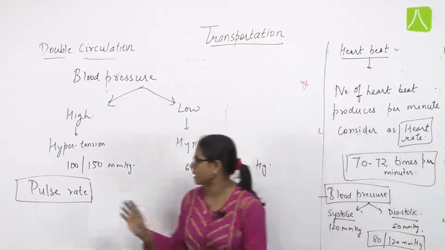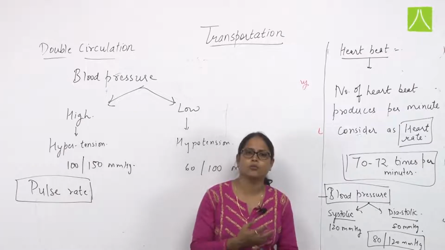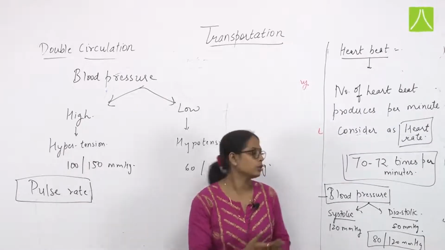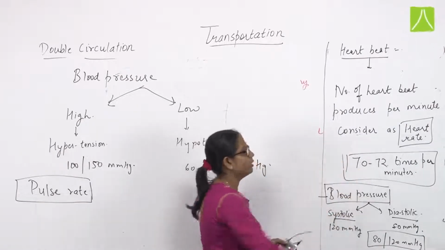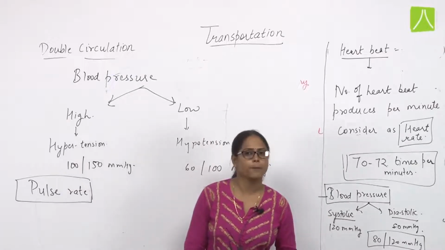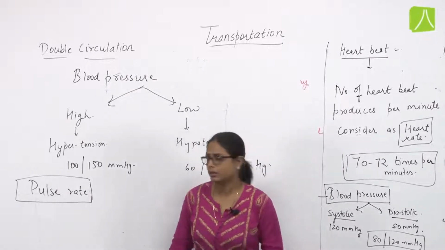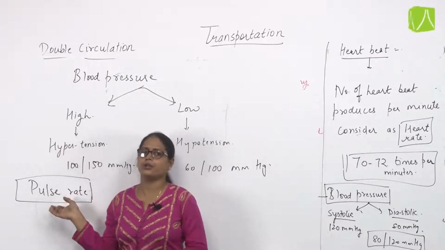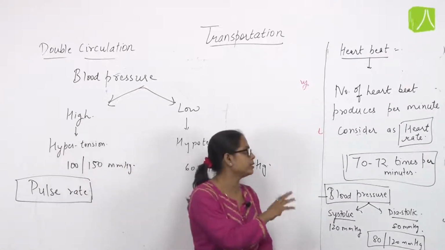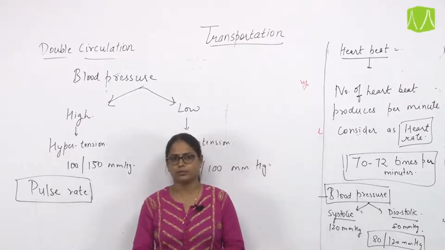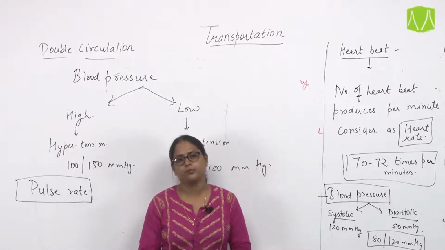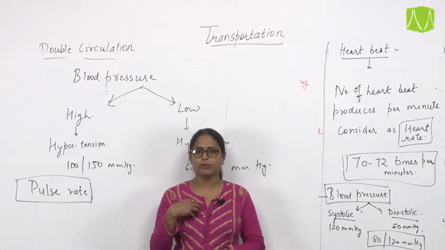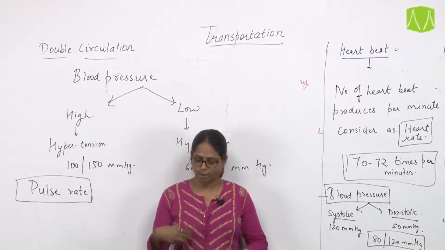So this pulse rate is synchronized, or its value is equal to that of the heart rate, that is 70 to 72 times per minute. But the difference is that pulse rate is measured in arteries only, while the heart rate can be measured in all blood vessels. Fine. Heart rate is measured by using a stethoscope on the thoracic region.